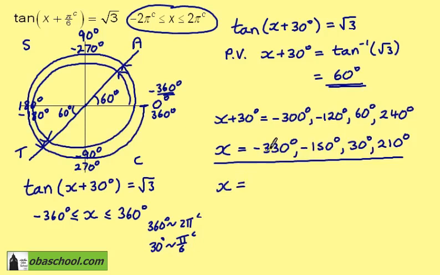-330 is -11 times 30, so we'll get -11π/6 radians. -150 is -5 times 30, so -5 times π/6 is -5π/6 radians. This is just π/6 radians. And 210 is 7 times 30, so we'll get 7π/6 radians.